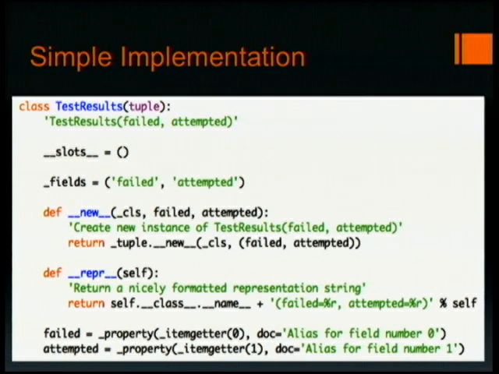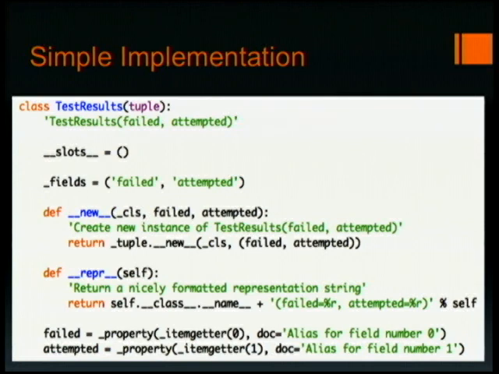Next line is interesting. The underscore fields, failed and attempted. Why do we need that? The docstring already tells us. Well, it's one of our design principles, which is as much as possible we try and make our classes introspectable. So it's possible to retrieve a named tuple and query it and ask it what its fields are, and it will tell you the field names in order.